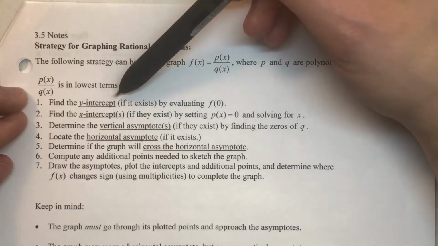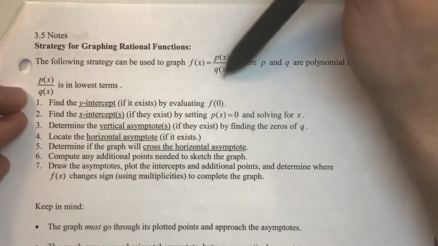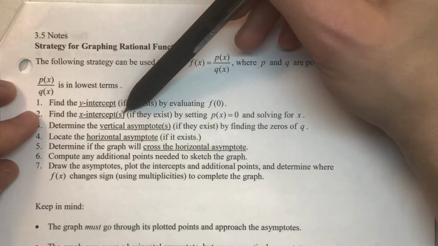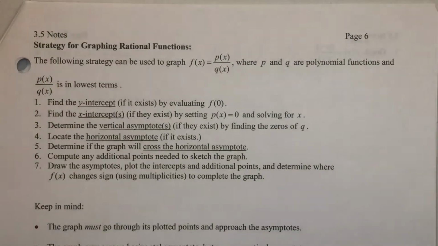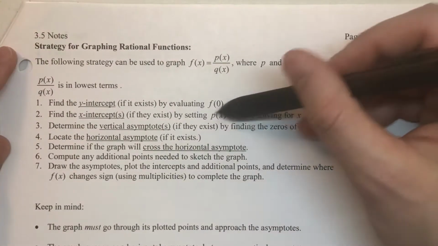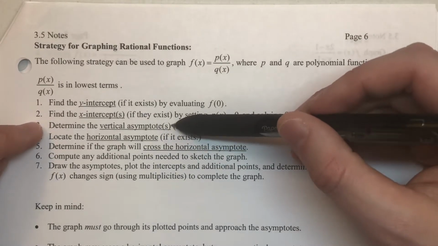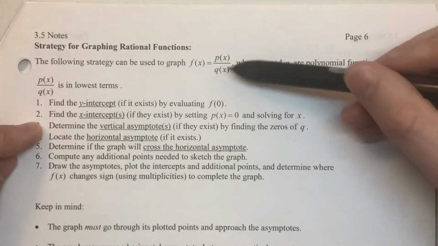Finding things like the y-intercept, where you plug 0 into the function. So that'd be plugging 0 into both the numerator and denominator and just seeing what you get. X-intercepts, like we just mentioned on the previous page, are where your numerator is equal to 0. So setting the numerator equal to 0 and solving will give you the values of the x-intercepts.